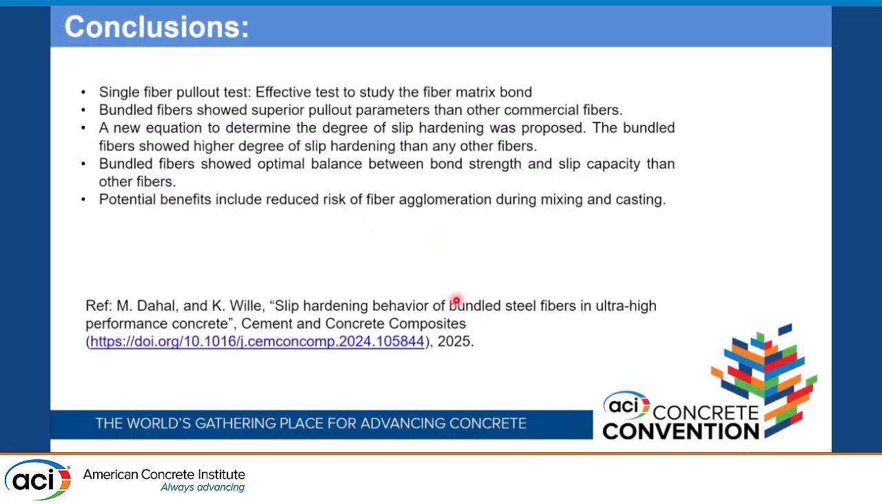So these are the conclusions from this work. We performed a single fiber pullout test, which is a really simple but very effective way to study the fiber matrix bond. We proposed bundle fibers, which had superior pullout parameters than other types of commercial fibers. We have a new equation to determine the degree of slip hardening, and the bundle fibers have a higher degree of slip hardening than other fibers. And we see that the bundle fibers have an optimal balance between bond strength and slip capacity compared to other fibers. The potential benefit of using this kind of fiber is reduced risk of fiber agglomeration during mixing and casting.